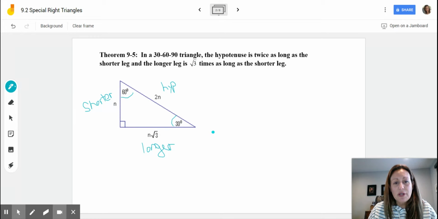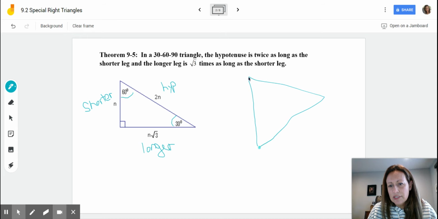You can see, if you look up these notes on the Google Classroom, I made a little diagram that shows, I'll just sketch it out here, how a 30, 60, 90 triangle can be the result of cutting an equilateral triangle in half, like so. If this is 60, 60, 60, and you cut it in half like that, you end up with the top half looking just like this.